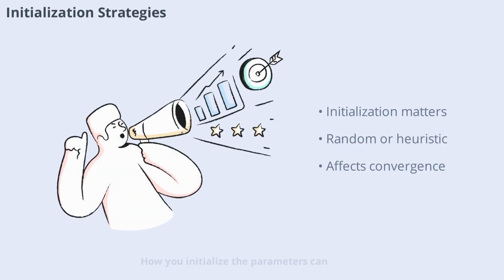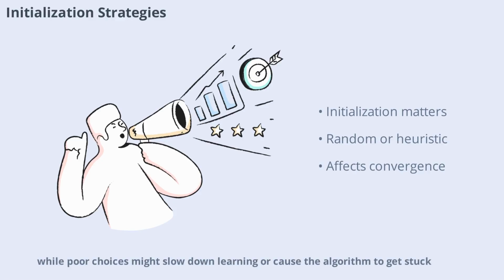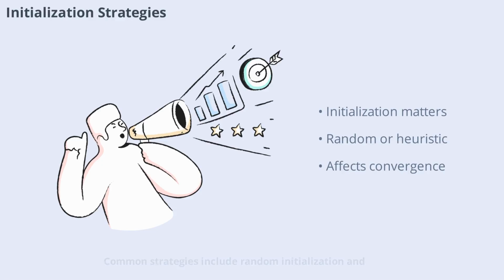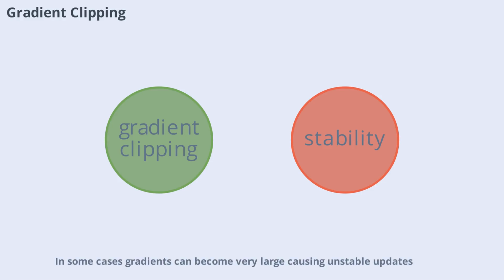How you initialize the parameters can affect the performance of gradient descent. Good initialization can lead to faster convergence and better solutions, while poor choices might slow down learning or cause the algorithm to get stuck. Common strategies include random initialization and using heuristics based on the problem. In some cases, gradients can become very large, causing unstable updates.